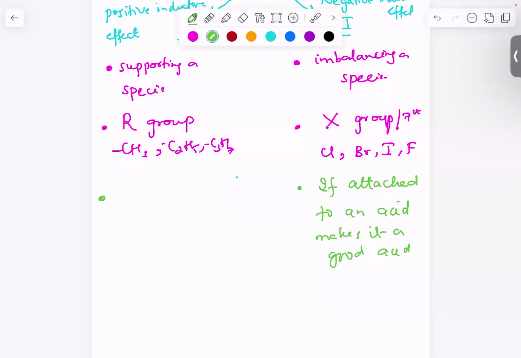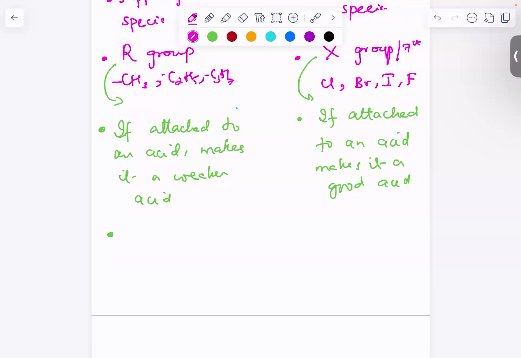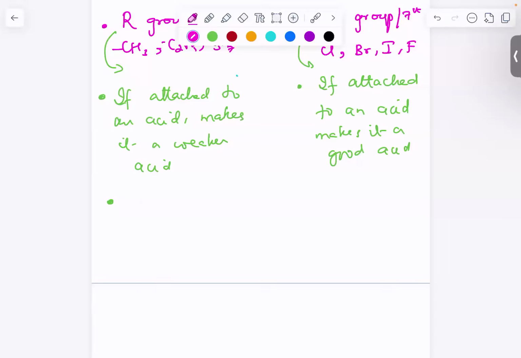R group, I'm talking about this, right? If attached to an acid, makes it a weaker acid. This is very important. Now, the next point, maybe I will not be able to write in negative inductive effect, but it will help you in understanding. However, let me write positive. This is not that point.